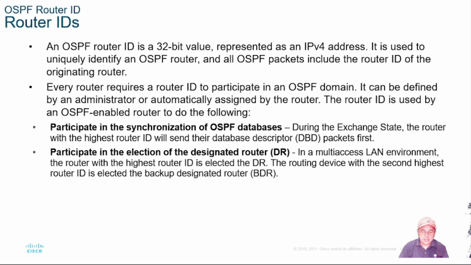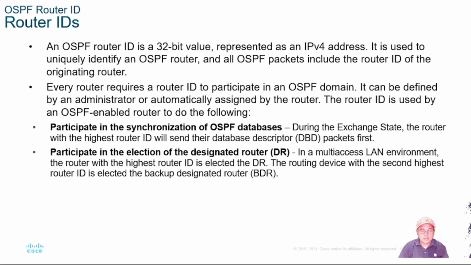It can be defined manually or automatically by the router. The router ID is used by an OSPF-enabled router to do the following. These are the most important purposes of the router ID. Number one, the router will participate in the synchronization of OSPF databases. Because during the process, if the router is in the exchange state, it can participate in the synchronization of the OSPF databases, which is built for each router.